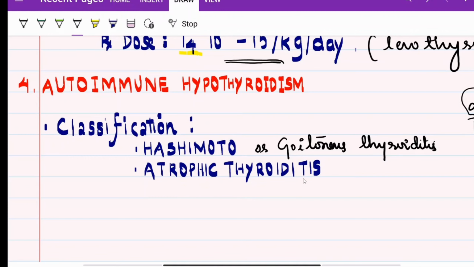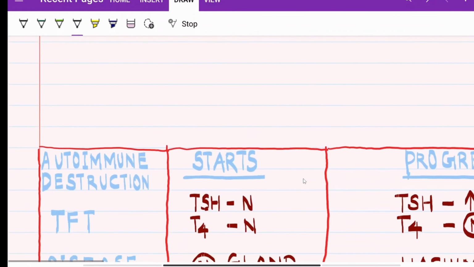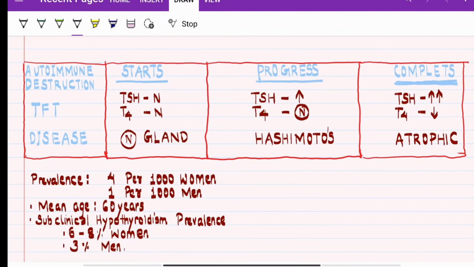Thyroiditis. Next is atrophic thyroiditis. It's a late stage where only very small tissues are present. So for easier understanding, I have drawn a table which shows the starting of this disease, autoimmune destruction, progression of autoimmune destruction, and completion of autoimmune destruction.